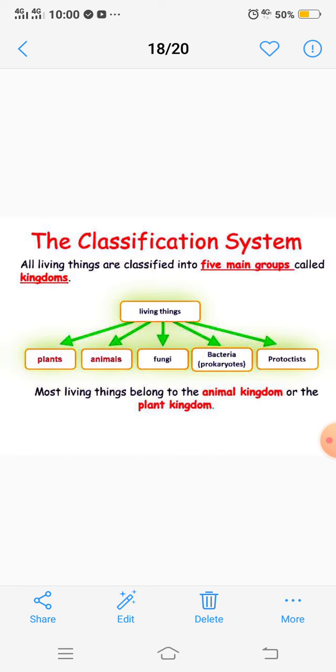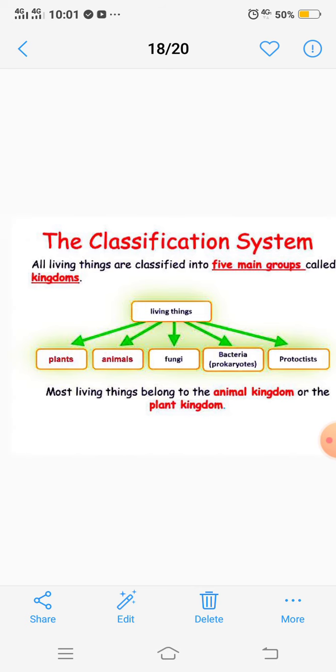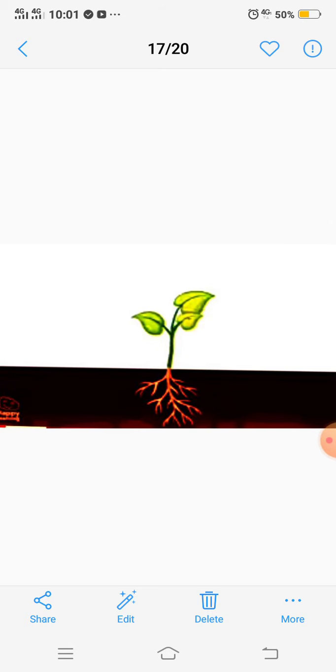My dear students, it is on your screen that the classification system is on the basis of five groups. The first group is prokaryotes, second is Monera, third is fungi, fourth is animals, and fifth is plants. You know what a plant is?